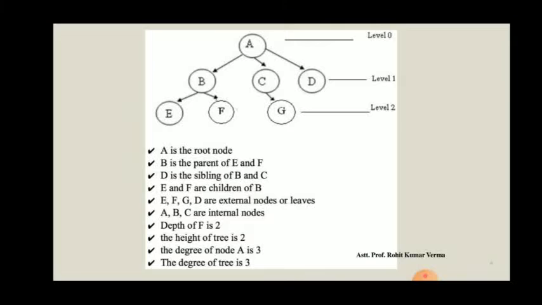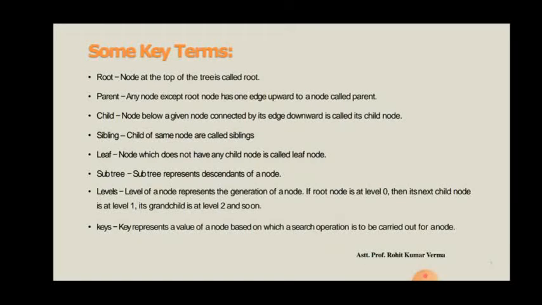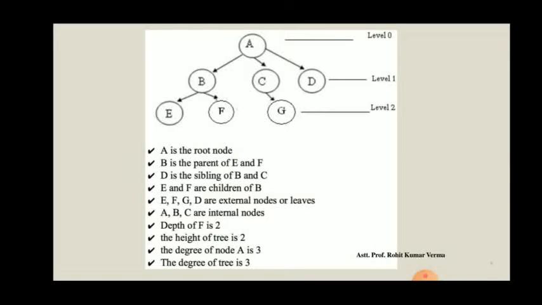Is it clear? Now we are covering the next thing, that is leaf node. A node which doesn't have any child node is called a leaf node. In this diagram you can see we have E, F, and similarly G. These are the leaf nodes because these nodes have no further child nodes. This is clear.